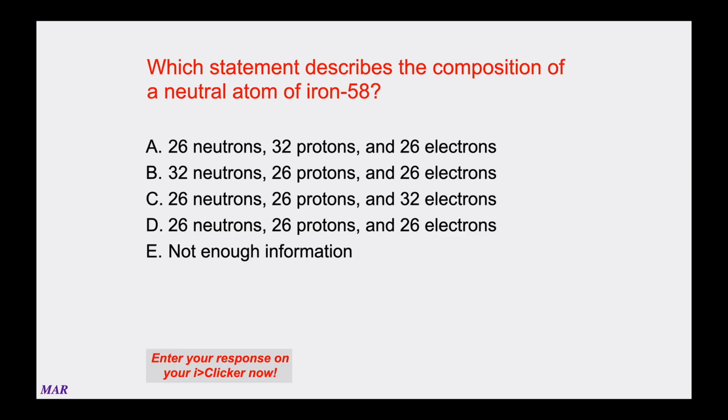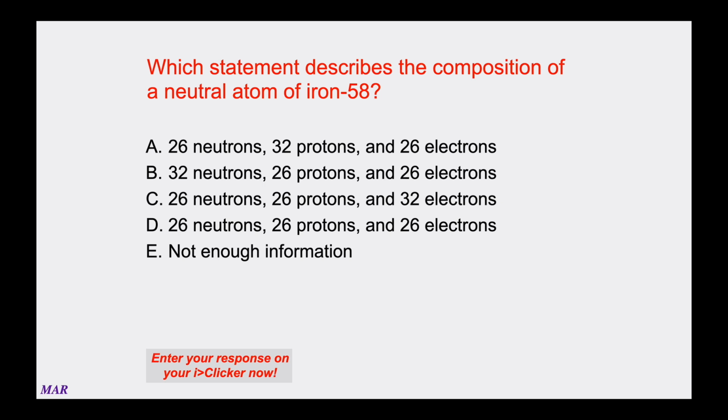Which statement below describes the composition of a neutral atom of iron-58? In this question, you can see there's neutrons, protons, and electrons in the first 4 answers. And I want to test your knowledge of what it means to be neutral and also what that dash 58 means after the iron. So try this problem out, pause the video, and when you're ready, just unpause it and we'll talk about the answer.